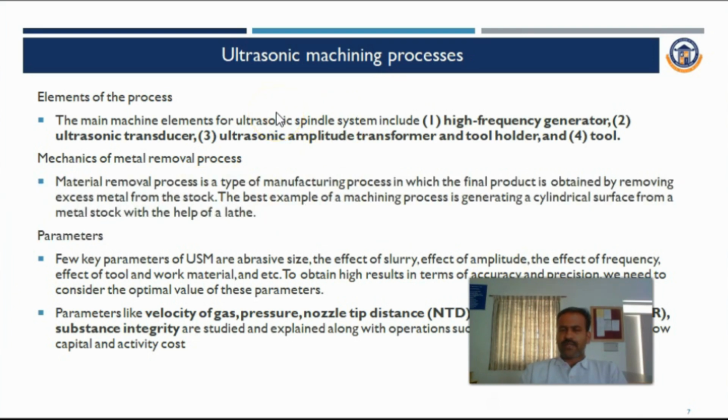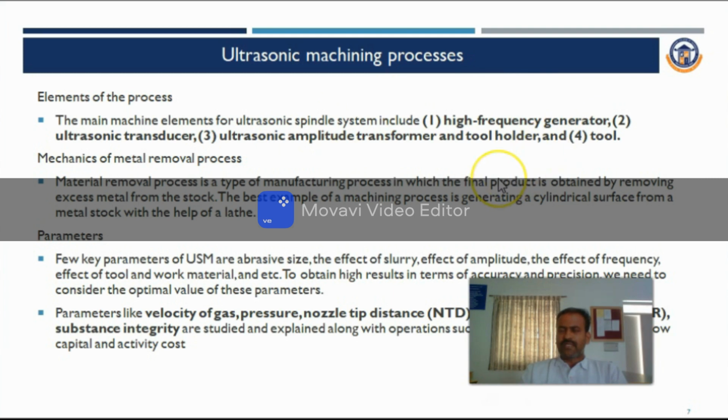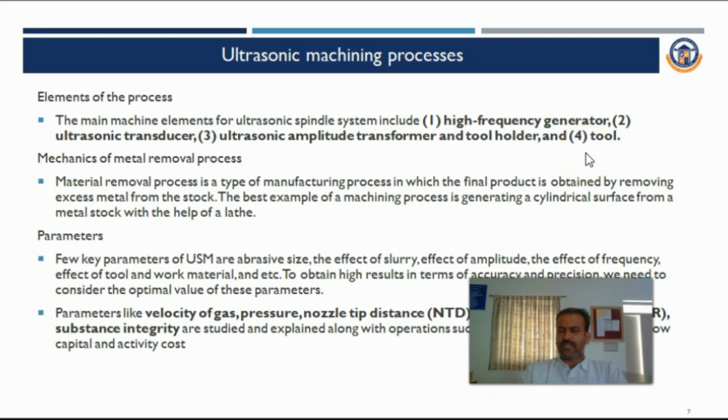You see, in this ultrasonic machining process, we have different elements. First one is the high frequency generator. The high frequency generator is used to generate the high frequency vibrations. Next one, ultrasonic transducer. Third one, ultrasonic amplitude transformer and tool holder. And the final one is the tool.